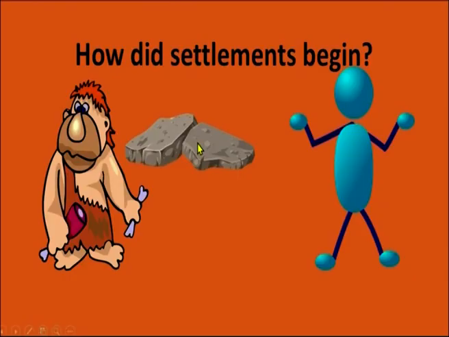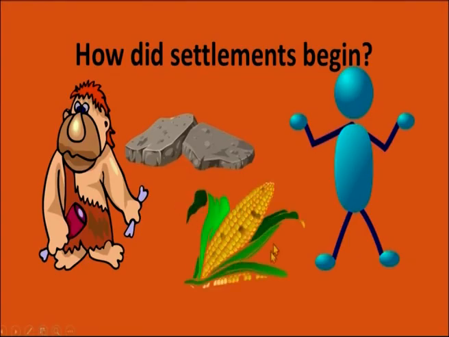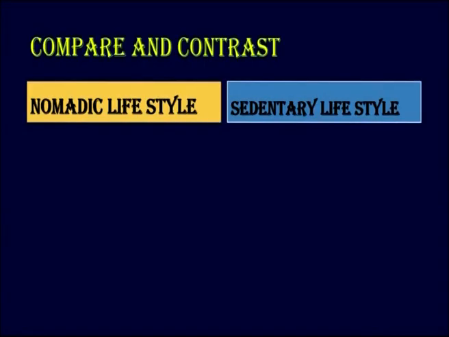Then after some years, the early man started agriculture. Okay, he started cultivating the crops. So after he started cultivating the crops, he started settling. He started settling in those places. So in this way, settlement started.